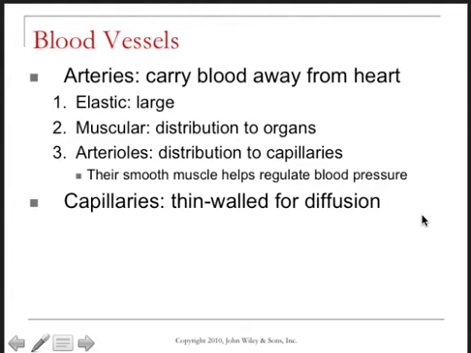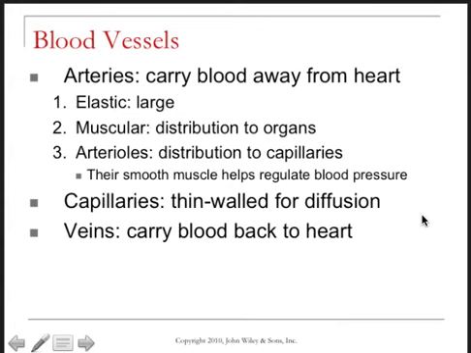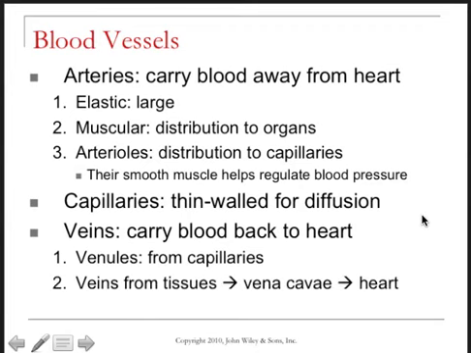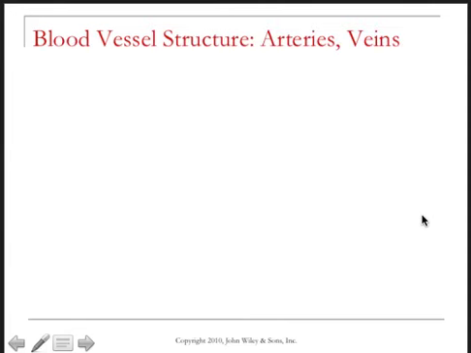Okay, so the capillaries are designed to really ramp up the amount of exchange that takes place between the blood and the tissue fluid. Veins carry blood back to the heart. The venules basically are formed by a coalescence of the capillaries. The veins then run from the tissues back to the vena cava and then ultimately to the heart.